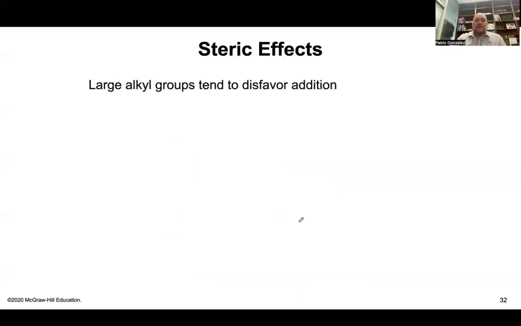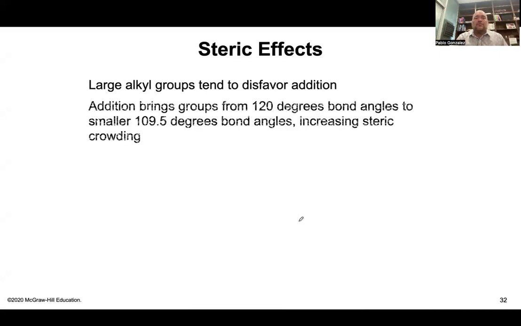What about the steric effects? Large alkyl groups tend to disfavor addition. Why? Because the steric effect is going to make it hard for the nucleophile to attack that carbon. So the structural part also plays a really important role in this kind of reaction. Addition brings the group from a 120 degrees bond angle to a smaller 109.5 degrees bond angle, increasing steric crowding. Remember what we saw before when we were looking at the angles, that when we have alkyl groups, they get closer because of the tendency of a higher electron density compared to the oxygen at the top. So that's also going to cause steric crowding, and the nucleophile is going to find it harder to attack that carbon.